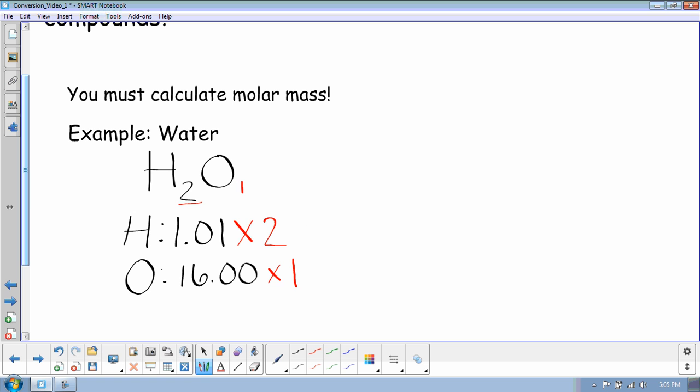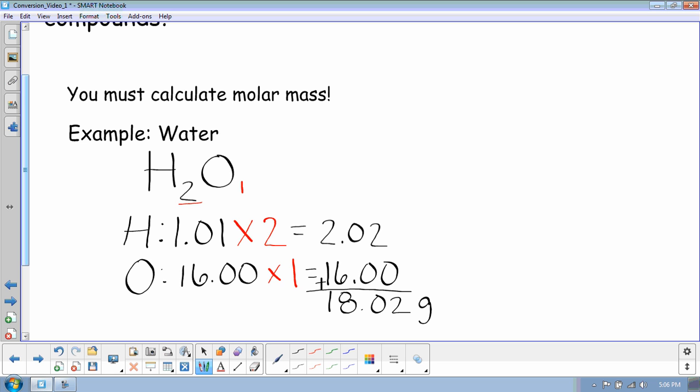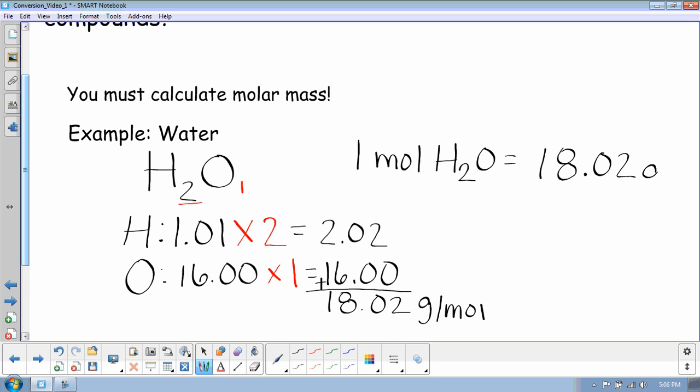So when I do the math out, I'm going to get 2.02 for hydrogen, and I'm going to get 16.00 for oxygen. When I add the 2 of those together, I get 18.02 grams per mole. So now, whereas I could look at the periodic table to just get the element mass, I can add them together to get a compound mass. So 1 mole of H2O is going to be equal to 18.02 grams of H2O.